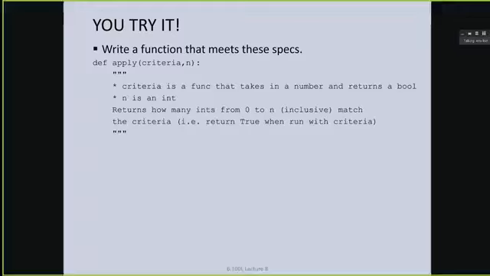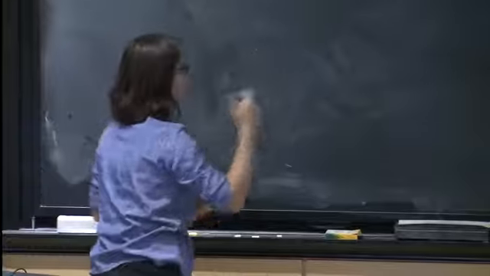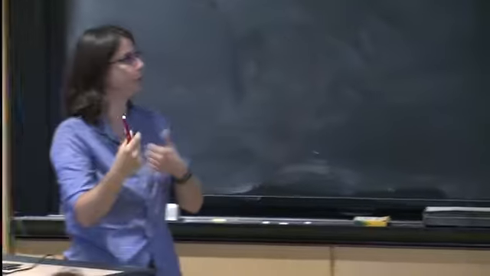And then n is an integer. What I want you to do is tell me how many numbers from 0 to n match that criteria. So when I apply the function criteria to numbers 0 through n, how many of those actually return true on that function? Just to show you what this means concretely, here's my function apply.